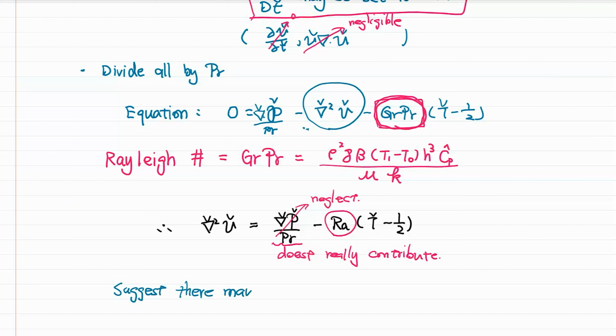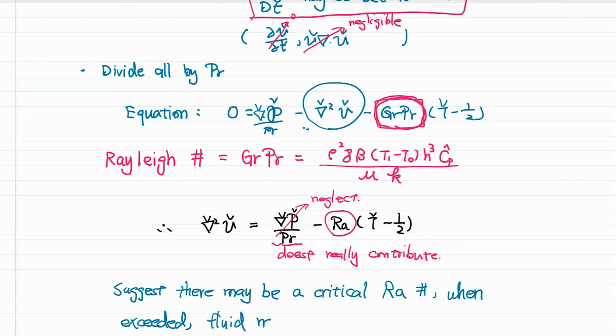So the final equation suggests there may be a critical Rayleigh number, Ra, that when exceeded, fluid motion will occur. So what does that mean?